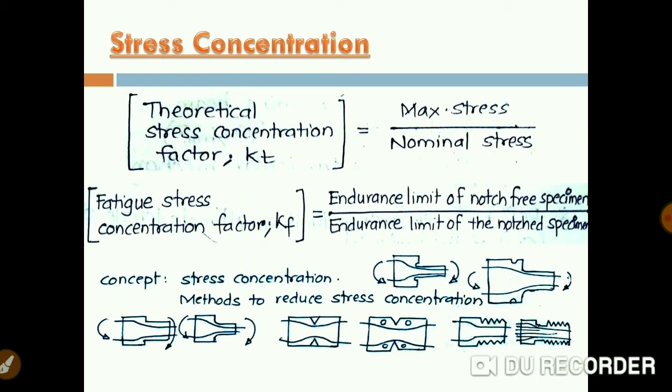Now coming to the stress concentration. Stress concentration occurs wherever there is abrupt change in cross section. It is defined as the localization of high stresses due to irregularities or abrupt change of cross section. Here you can see some of the specimens which show abrupt change in cross section. This stress concentration cannot be totally eliminated, but it can be reduced by avoiding sudden change in cross sectional area.